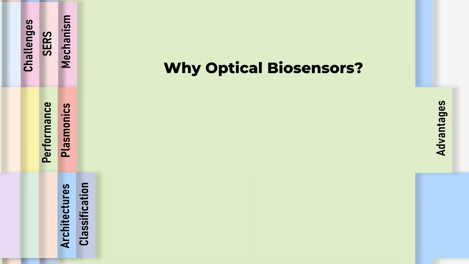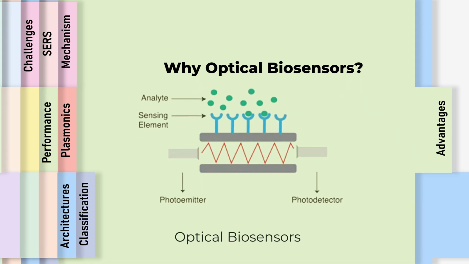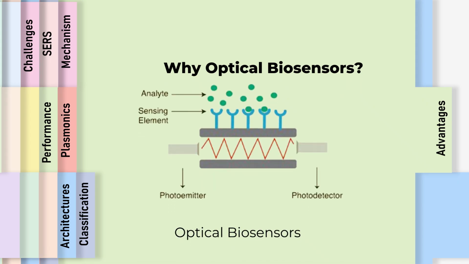Why optical biosensors? Optical biosensors work through the interaction between light and the target analyte. When the analyte interacts with the biorecognition element, it changes the optical properties of the system. The transducer converts this change into an electrical signal. The signal is proportional to the concentration of the analyte.